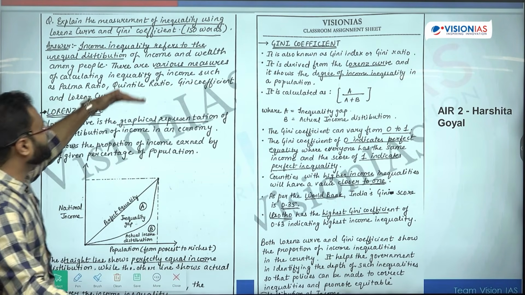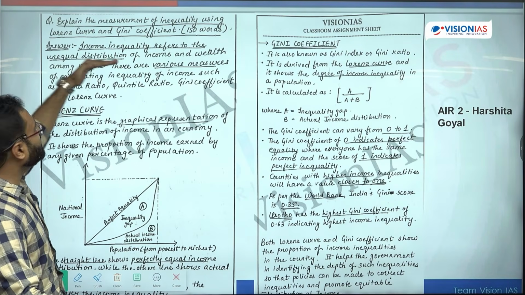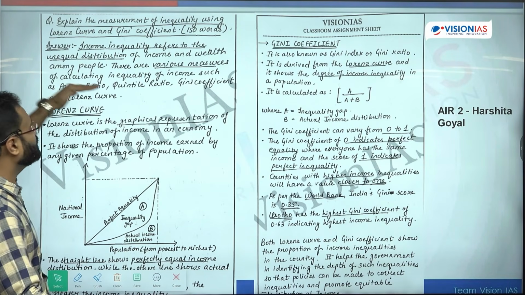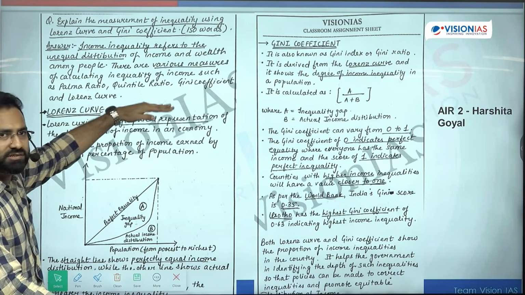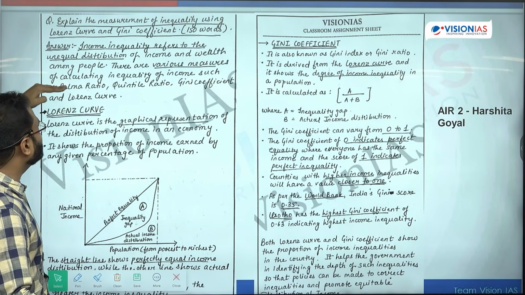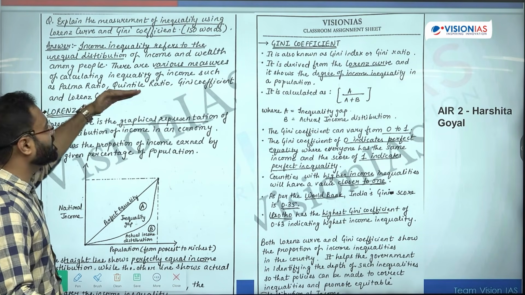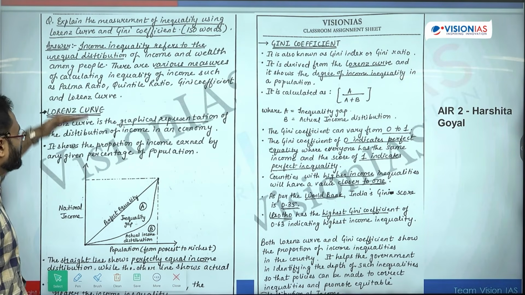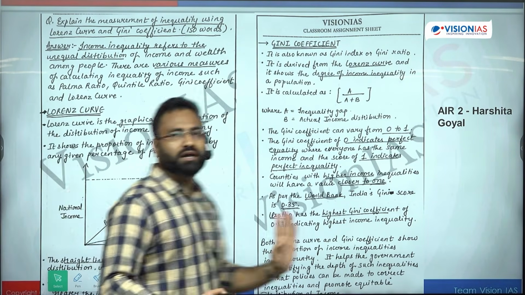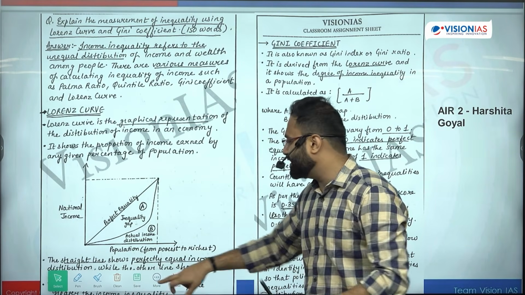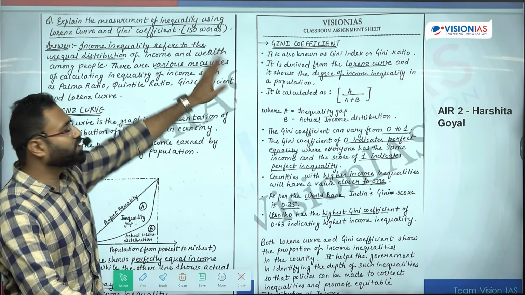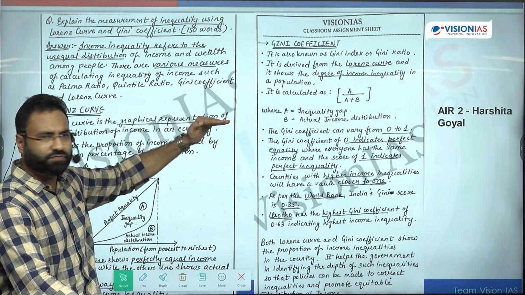So you can see, first the introduction was written that income inequality refers to the unequal distribution of income and wealth among the people. Then she talked about certain other measures of income inequality, such as the Palma ratio, the quintile ratio, the Gini coefficient and the Lorentz curve. Then she has talked about the Lorentz curve. She has given a graph of the Lorentz curve which highlights the income inequality. Then further she has talked about the Gini coefficient, which was the second part of this particular question.